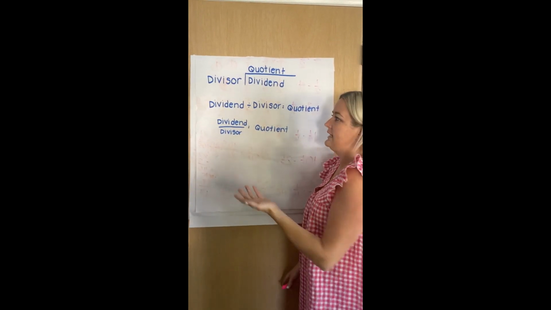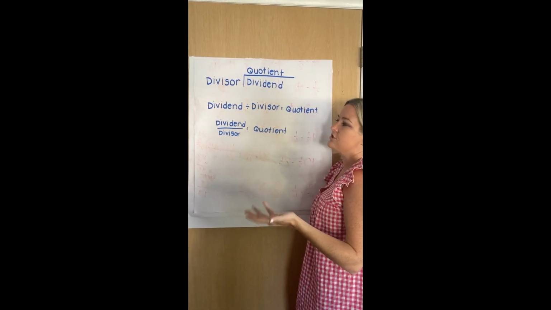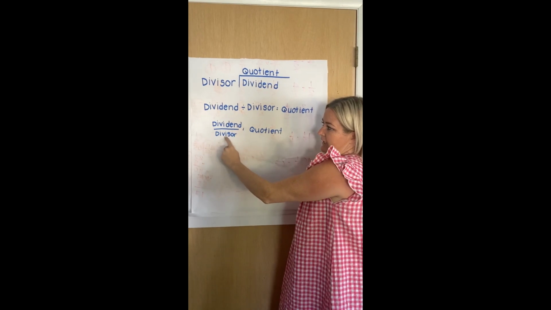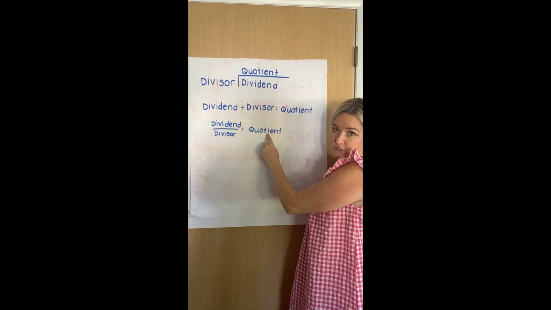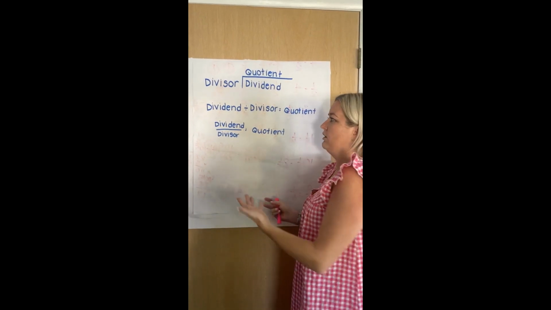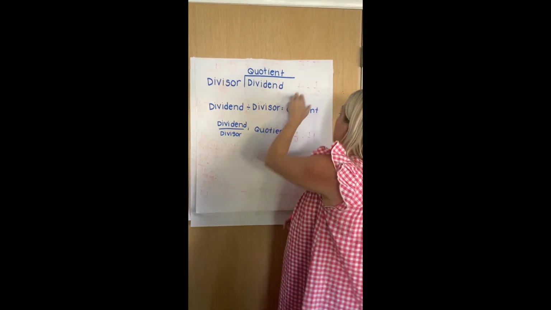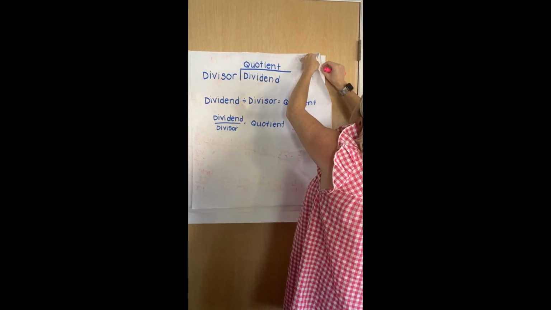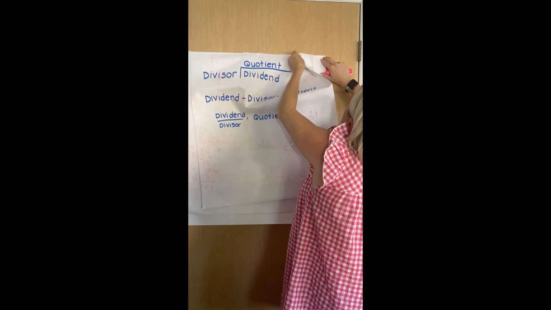And then when it's written as a fraction, because you know that fractions are division, your dividend is on top. That's your numerator. Your denominator is your divisor, and your quotient is your answer. So make sure that when you are referring to numbers in division that you are using the terms dividend, divisor, and quotient.